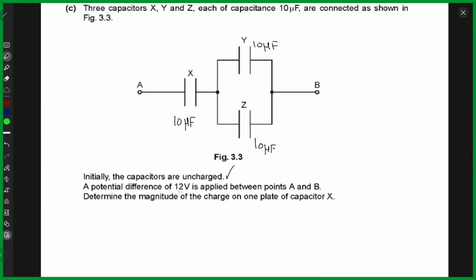Now a potential difference of 12 volts is applied between points A and B. You could do that by attaching a battery to these points A and B. This would be one way to apply this potential difference with an EMF of 12 volts. And determine the magnitude of the charge on one plate of the capacitor X. So we want to figure out what charge would be stored on the plate of the capacitor X, right? So how do we do that?